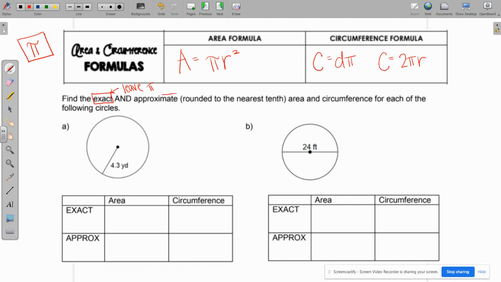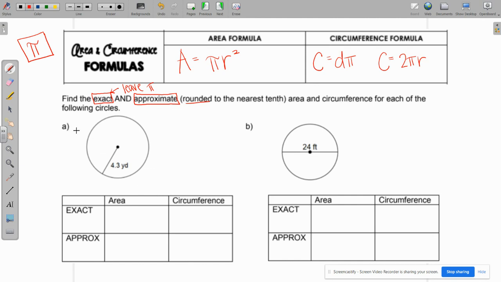And then an approximate answer is exactly what we've been doing with most of our problems, where we're just rounding off our answer to the nearest tenth. And ideally, we want to wait to round any problem until the very end.